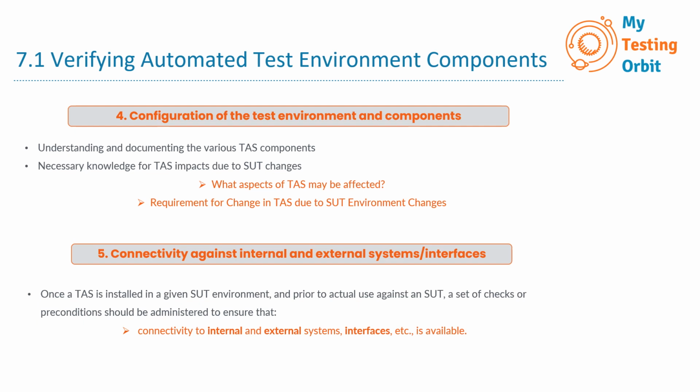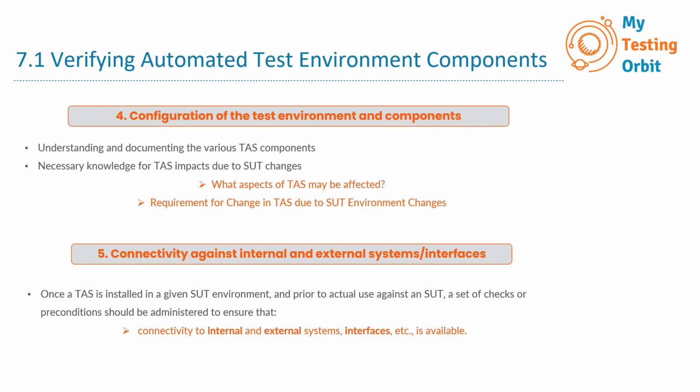So first, let's talk about connectivity to internal systems. This is like a computer communicating with its own components like the hard drive or memory. So similarly, the automation solution should be able to talk to all the different parts of the system it is supposed to work with inside the organization.